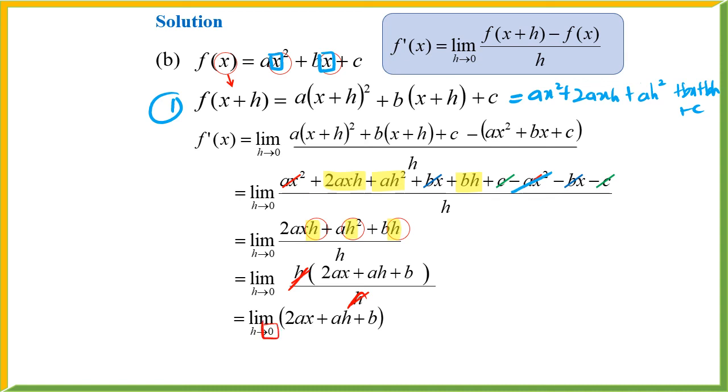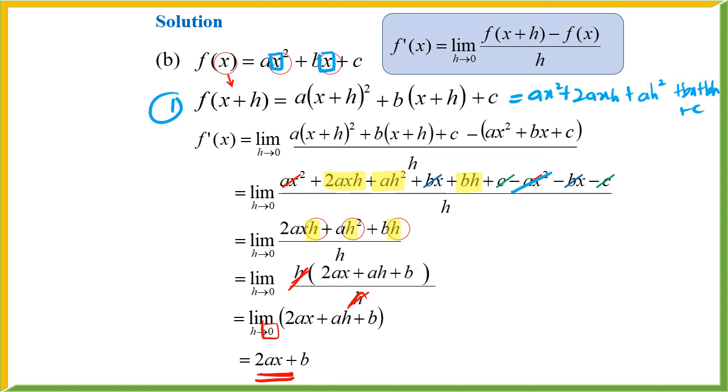To find the limit, usually we just substitute, right? So substitute h equal to 0, we get 2ax plus a multiplied by 0 plus b, which is equal to 2ax plus b. Really simple, right?